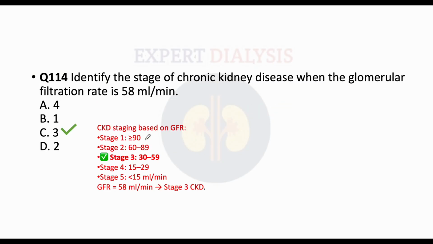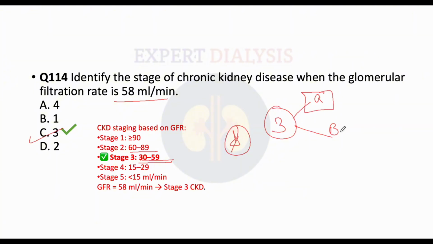So since we know that in stage 1 the GFR is generally above 90, in stage 2 it is 60 to 89, in stage 3 it is 30 to 59. So this value lies in this certain range, so answer will be 3. The third stage is further divided into A and B. Sometimes they ask questions regarding them also, so make sure you also know the values of them.